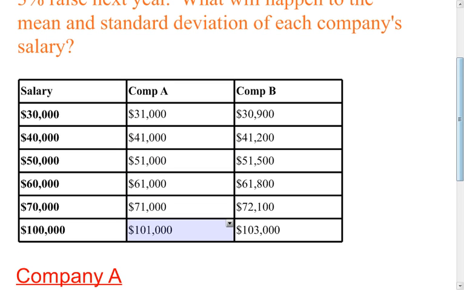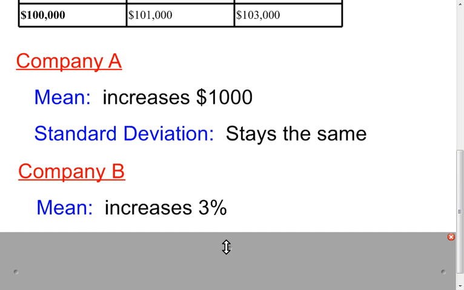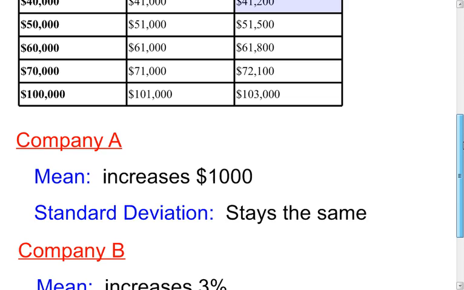Okay, now let's go to Company B. At Company B, I'm going to add all the numbers in this column right here, and I will add them up and average them to find the mean. Now you're adding and averaging different numbers. I'm adding 30,900, 41,200. And so what's going to happen is your average is obviously going to be bigger. And just so you know, it will be 3% bigger.